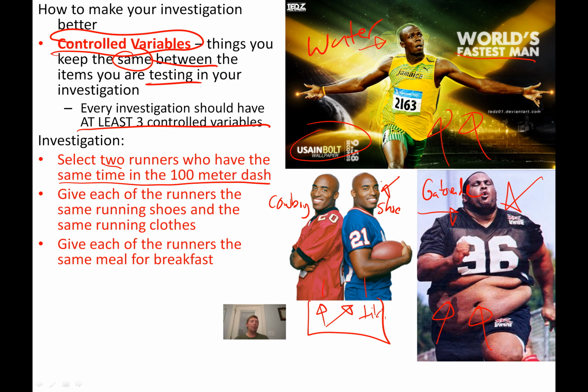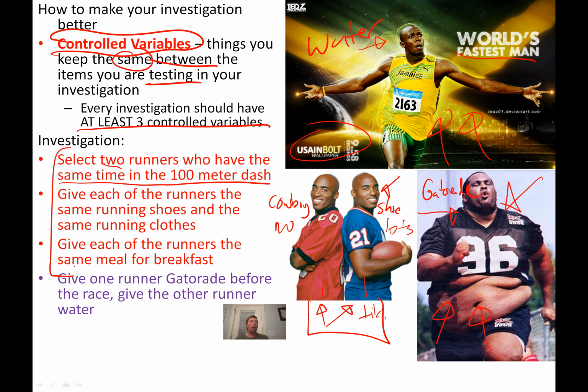And then the other thing we could do is we could give them each the same meal for breakfast. Let's say we don't give Ronde any food and we give Tiki lots of food for breakfast before we run the race. That can have an effect on how fast they run. So this is what we mean by control variables. We put steps into our investigation to make it so the 2 groups that we're testing are as similar as possible. Now, after we've done all that, we can give one runner Gatorade before the race, the other runner water. That's our manipulated variable, and that's why it's in purple down there, to see what the difference is.